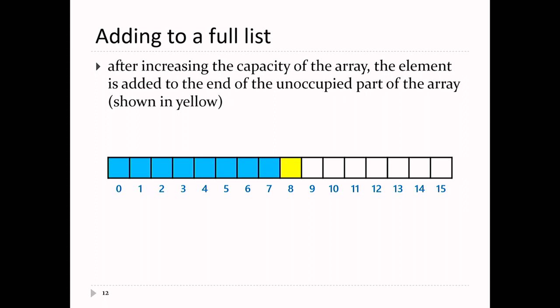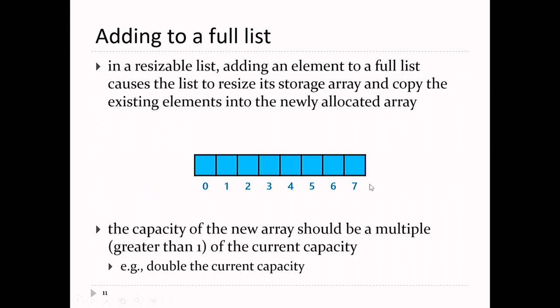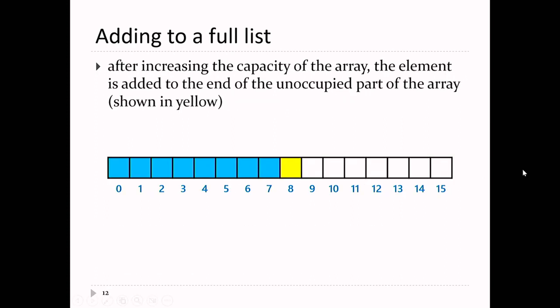Now, I want to add one element to this array, so I'm going to double its capacity. So now I have an array of size 16. And then I can go ahead and add the new element to the end of the array. All of the previous elements I'm going to put into the new array.